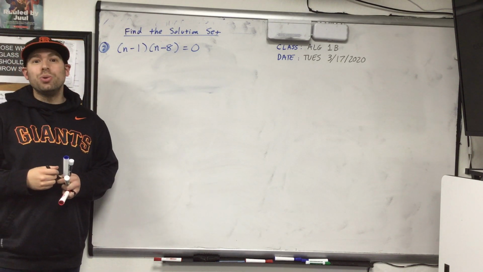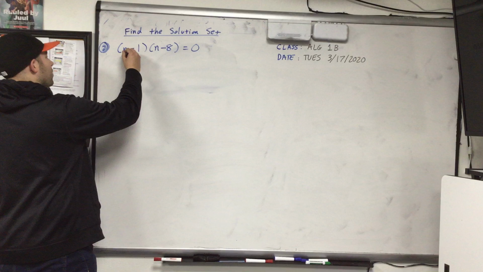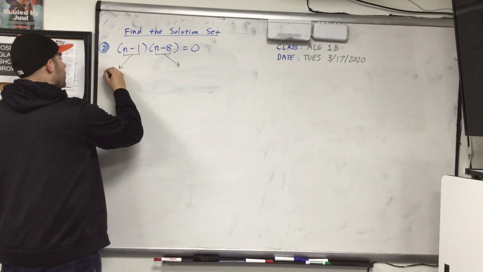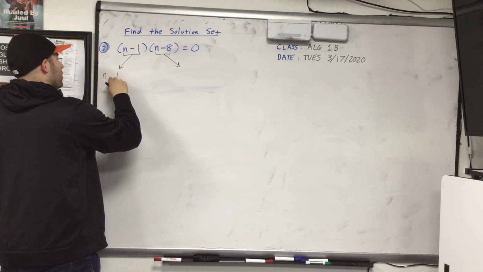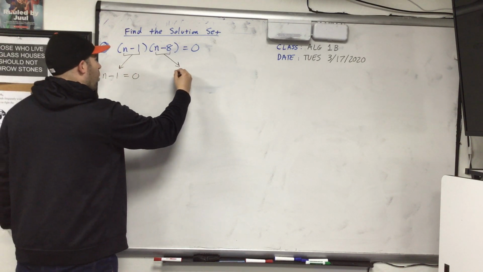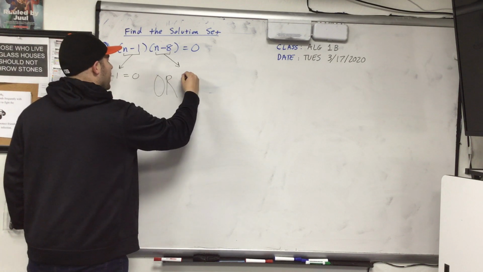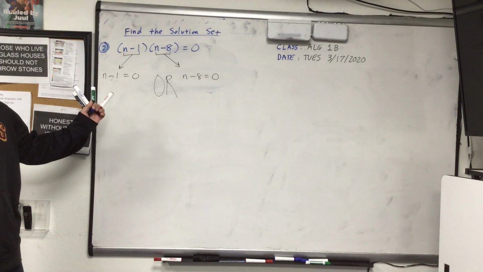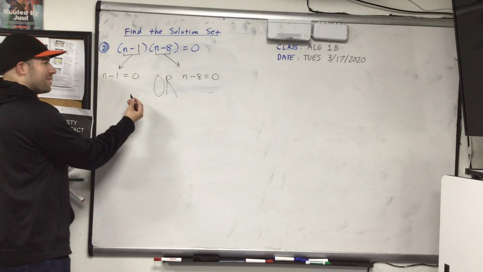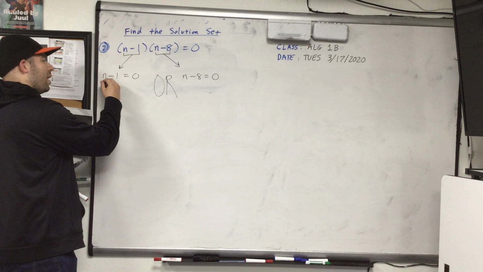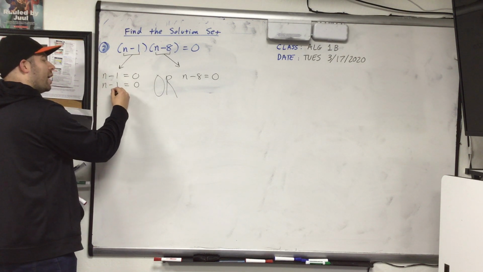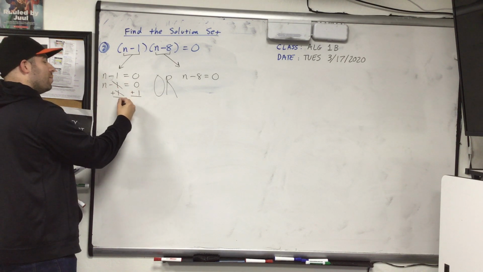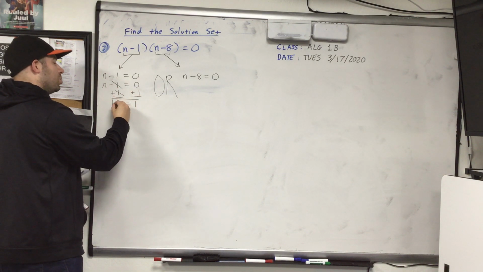So we're going to split it up into 2 cases. We've got n minus 1 equals 0, or n minus 8 equals 0. We're going to undo the layers and solve for them simultaneously. So let's start with the left side. N minus 1 equals 0. I'm going to add 1 on both sides of the equation. Negative 1 plus 1 is 0, so n has to be equal to 1.